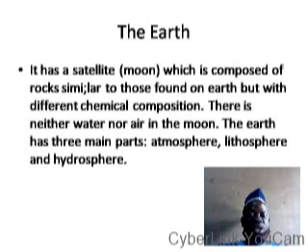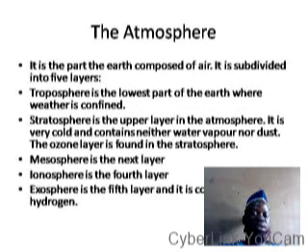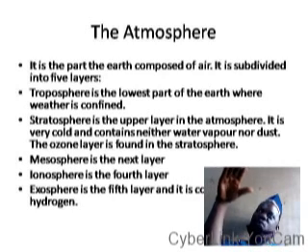The Earth can be divided into three main parts. We have the atmosphere, we have the lithosphere, we have the hydrosphere. The part of the Earth that is composed of air is called atmosphere, and it has 5 different layers. The troposphere, which is the lowest part of the Earth, where weather is confined, and that is where we live.